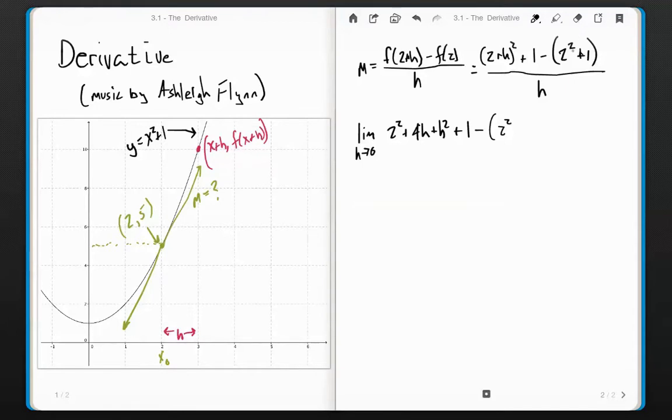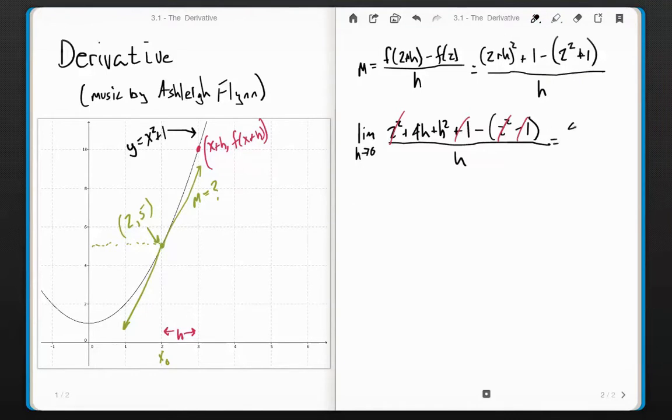Oh, no, this doesn't get squared. 2 squared minus 1. That's it. All over h. All right, so we can clean things up a little bit here. The 2 squared is going to cancel the 2 squared. The plus 1 is going to cancel the minus 1. And so we're left with something a little bit simpler.